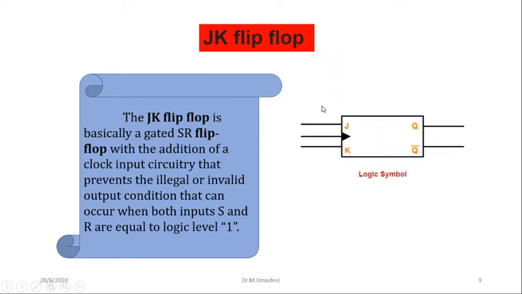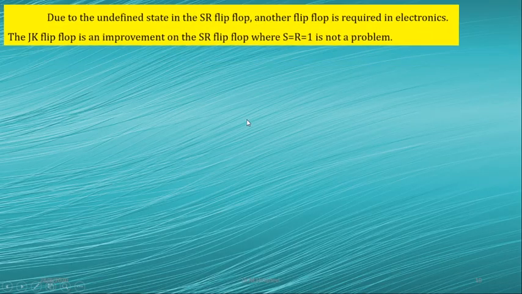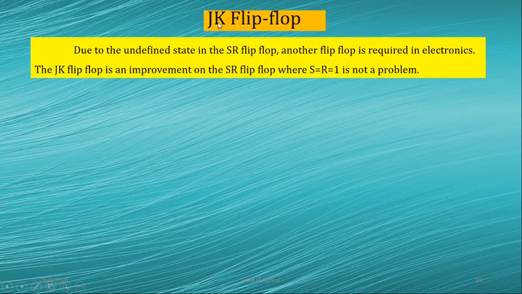And this is the symbol for JK flip-flop. J and K are the inputs, J is for set and K is for reset, and this is the clock pulse, and Q and Q bar are the outputs. So why are we moving to JK flip-flop? Due to the undefined state in SR flip-flop, another flip-flop is required in electronics. The JK flip-flop is an improvement of SR flip-flop where S = R = 1 is not a problem. So that means this problem will be rectified by using this JK flip-flop.